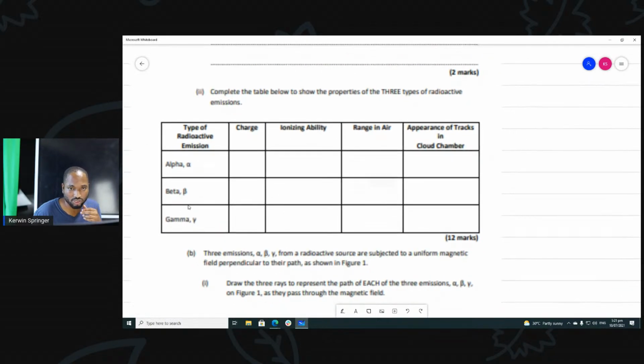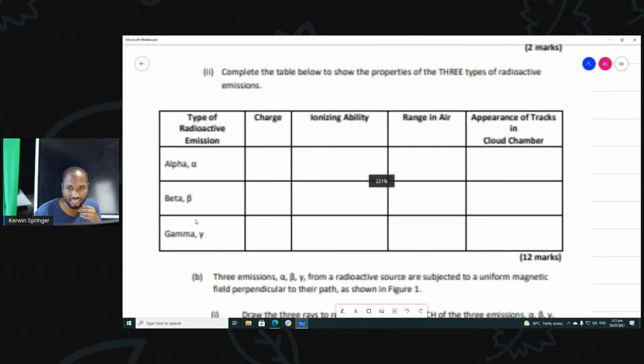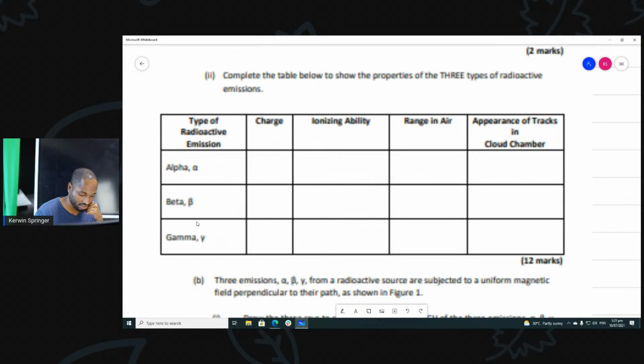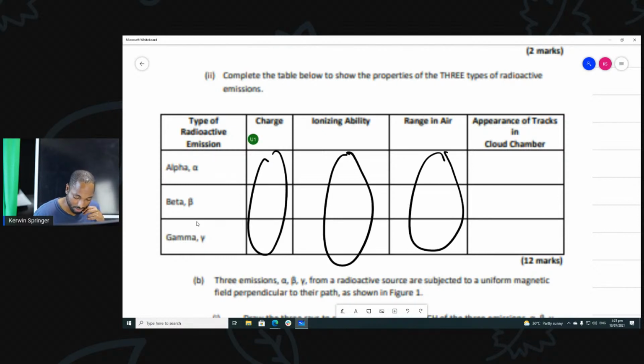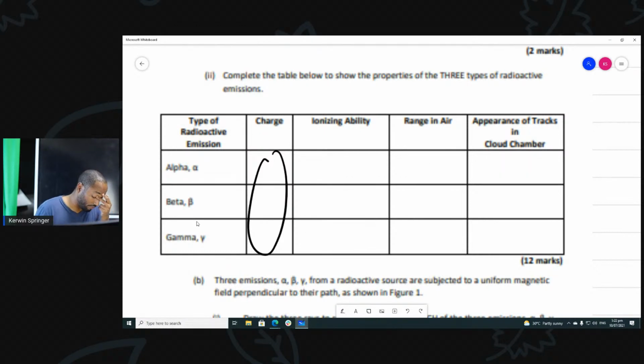Complete the table below to show the properties of the three. Oh yeah, I think it had a little contention in this. What is the charge? So give me this column here, then give me this column here, then this column. So we're doing this column first. What's the charge on alpha, beta, and gamma?